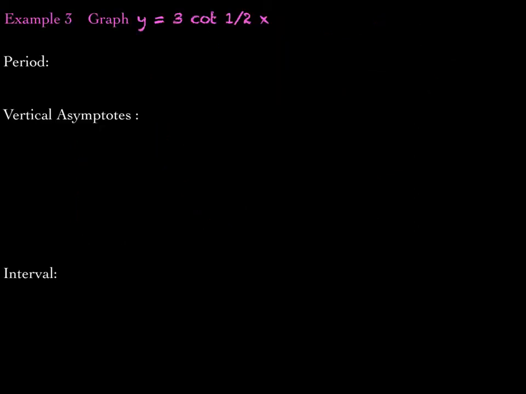All right, now we have y is equal to 3 times cotangent of 1/2 x. Now, pay close attention that the function just changed. It's no longer tangent, it's cotangent. Now, first things first, period. The period is pi over b, just like tangent. And in this case, it's pi over 1/2. So the period is 2 pi.